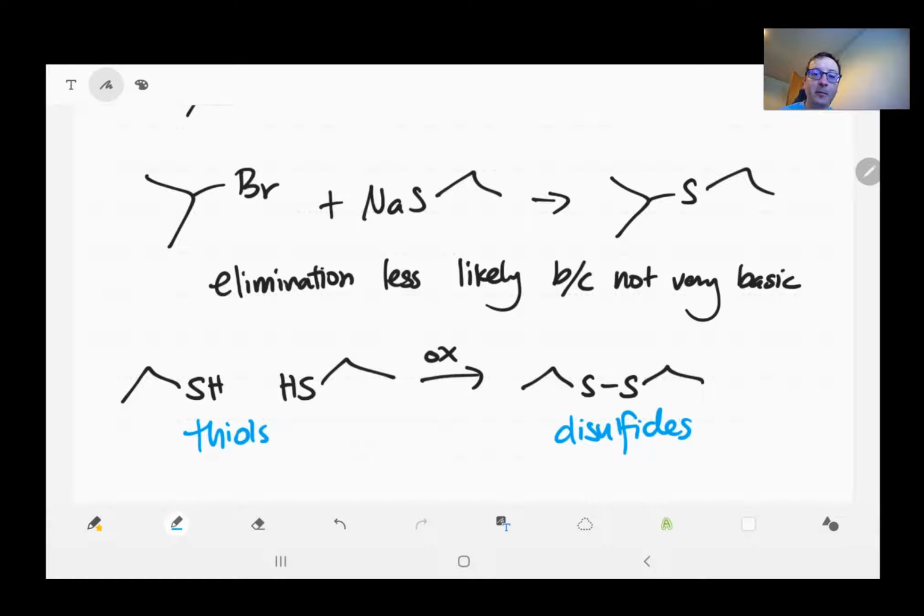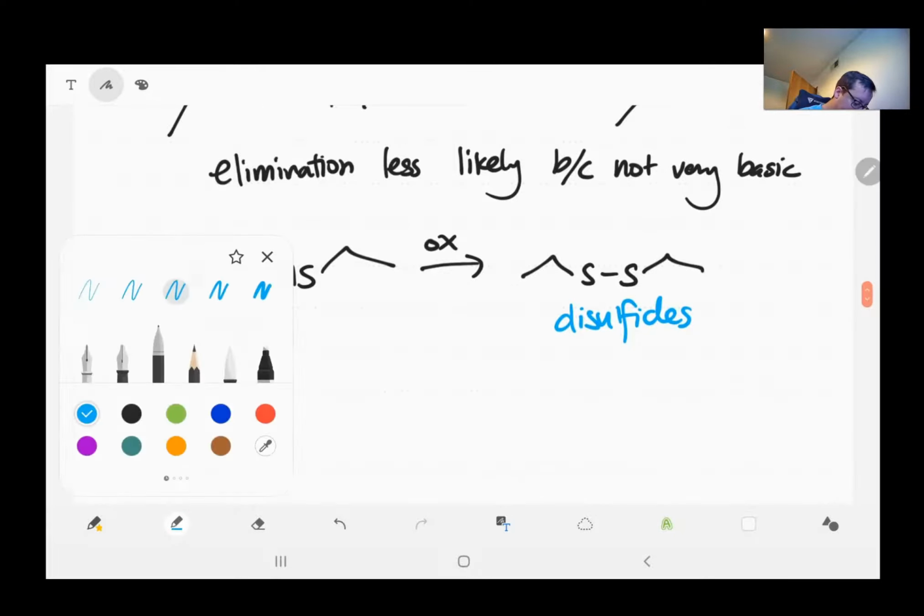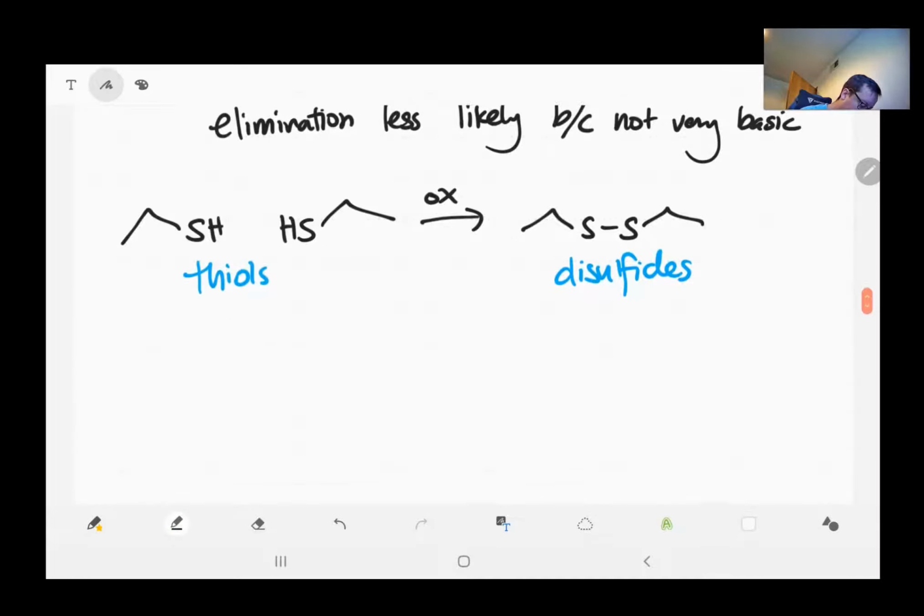So you can form a disulfide by using some sort of oxidizing agent. For example, if we were to do this with, let's say, basic bromine, those sets of things will be oxidizing.